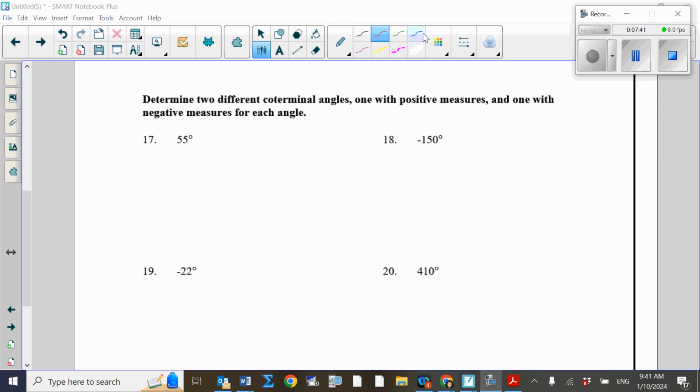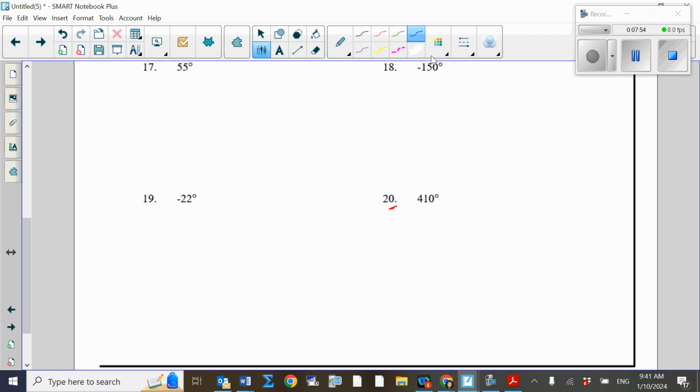Next question is asking us to find two different coterminal angles, so one with positive measure and the other one with negative measure. So let's try this one, number 20. The first thing that I would do is try adding 360. So if I add 360, it's going to be 770, which is fine. This is our positive coterminal.